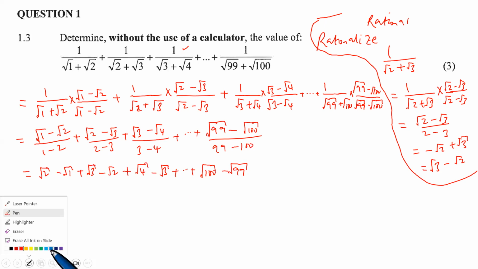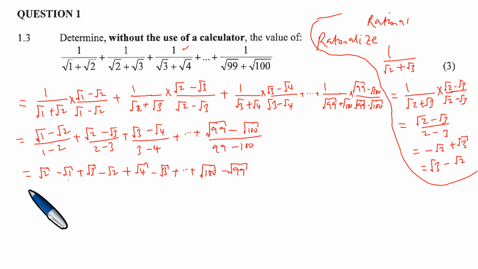So we continue. What is the result of all this? So now what we have, let's check. So we have the square root of 2 cancelling out. Square root of 3 cancelling out. Right, so let's look at what this means to us. So what it means, a couple of things.